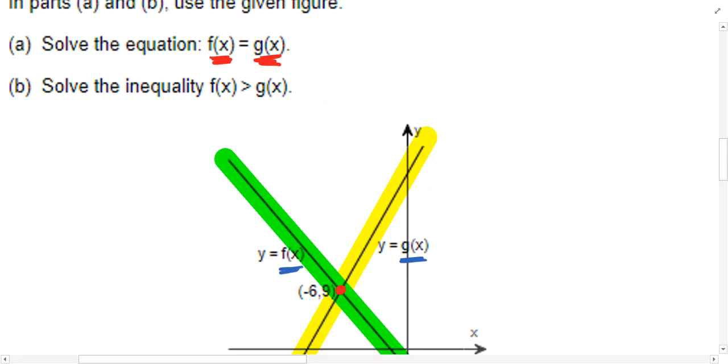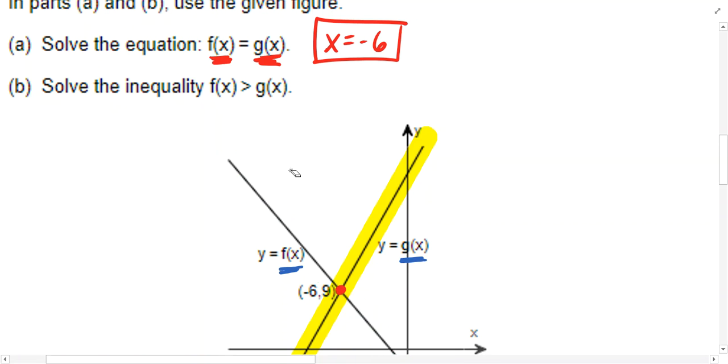So, if we're being asked to solve the equation f of x equals g of x, we're essentially being asked for the x value that is going to make these two components true. We would say in this case that x is equal to negative 6.